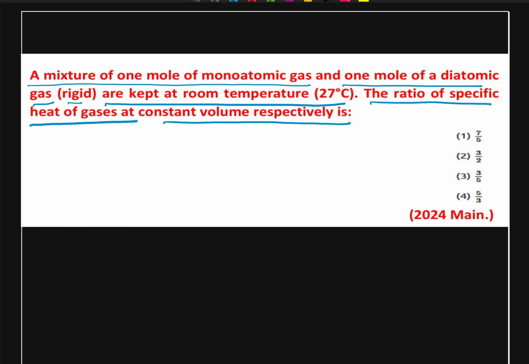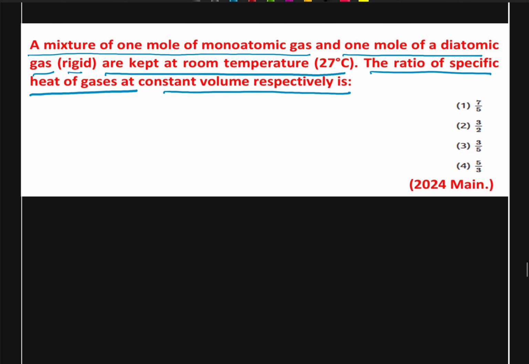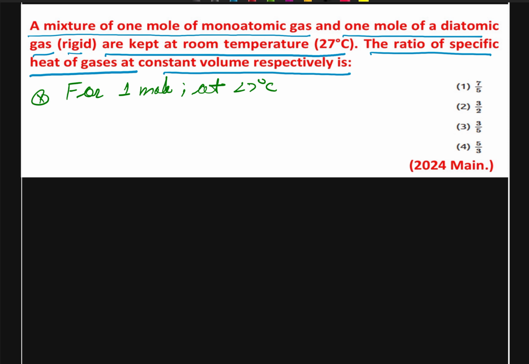So here we are going to find out that each gas is of 1 mole and at 27 degree centigrade. So this is directly based on the formula, so we start from that. We are having 1 mole at 27 degree centigrade. First gas is a monoatomic.